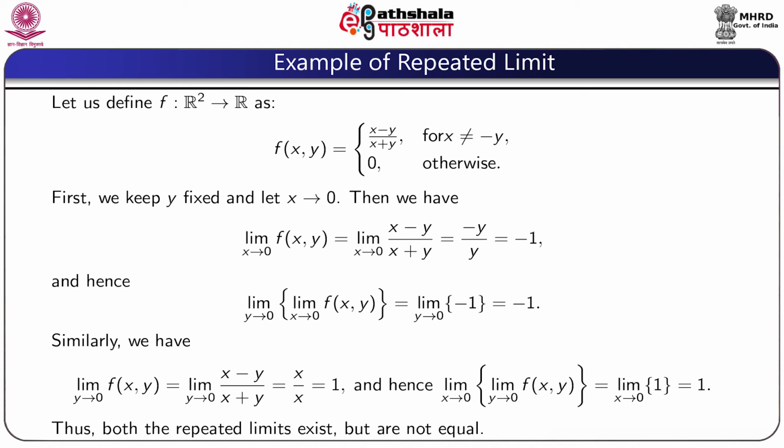Now, another example. We define a scalar field f from R² to R as f(x, y) equals (x plus y) by (x² plus y) for x² plus y different from 0, otherwise it is 0. We can check the limit as y tends to 0 of the limit as x tends to 0 of f(x, y) is 1, but the limit as x tends to 0 of the limit as y tends to 0 of f(x, y) does not exist. This example shows that it may so happen that one of the repeated limits exists, but the other does not.